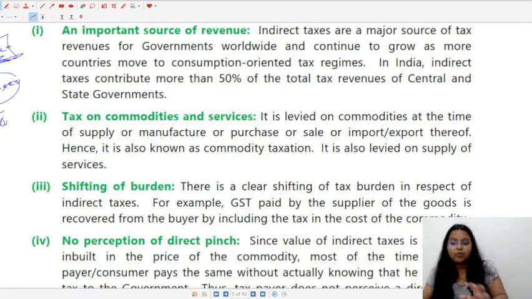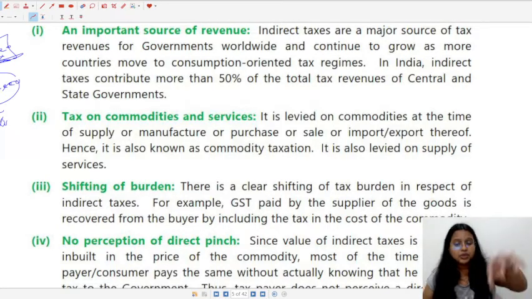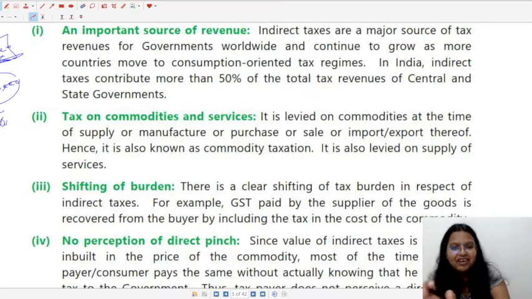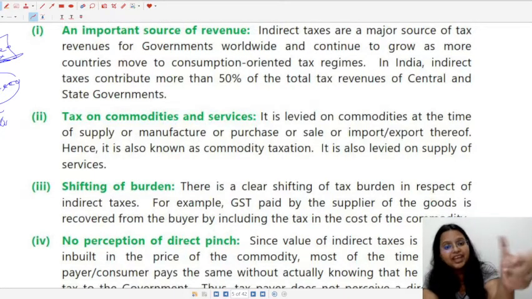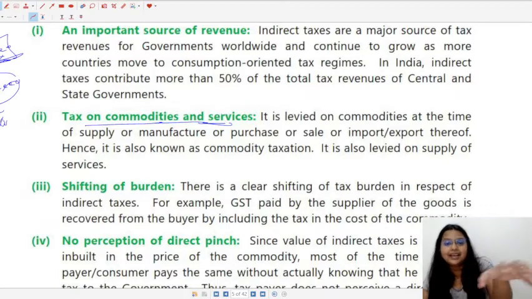Now, what is the reason that more than 50% is arising from indirect taxes? Because each and every person is not paying income tax. You and I might not be paying income tax. You as a student are not paying income tax. But even you as a student, when you go to the market, you pay the GST, which the shopkeeper pays to the government. It means each and everyone is paying the GST. That's why it is a very important source of revenue for the government. Second is, as the name says, tax on commodities and services. So on each supply of commodities or any kind of services, indirect taxes shall be levied.